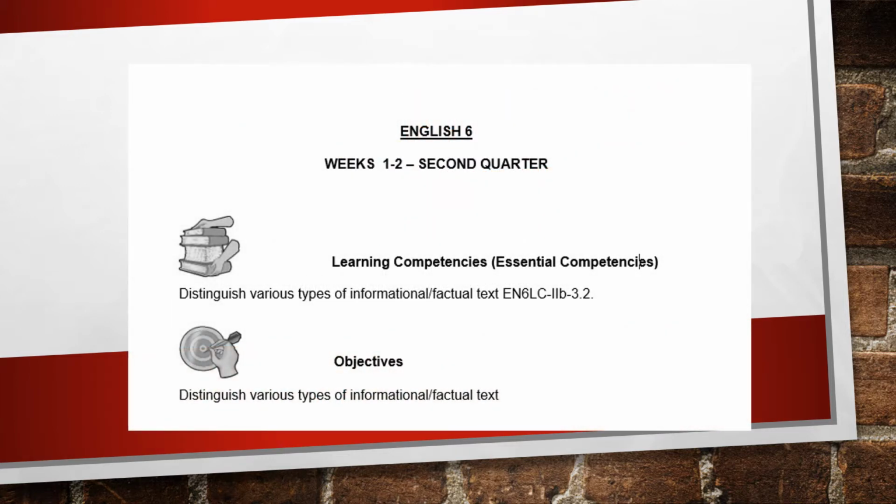I will be discussing for today the subject English 6, weeks 1 to 2 for the second quarter. Learning competency: distinguish various types of informational or factual text. Objective: to distinguish various types of informational or factual text.